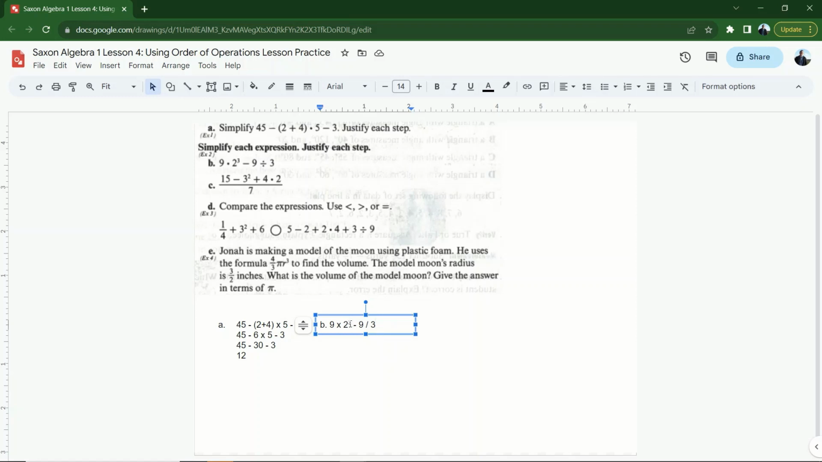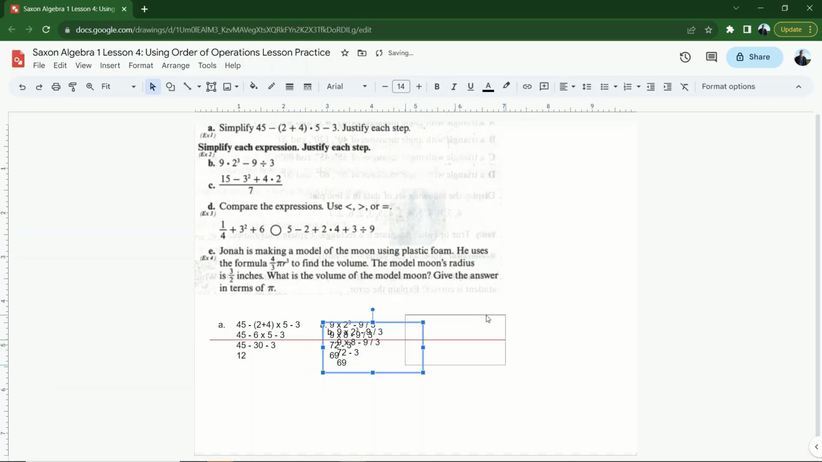First thing I'm going to do, I don't have any grouping symbols, so I'm going to do exponents. This is going to become 9 times, let's see, 2 to the third is 2 times 2 is 4 times 2 is 8 minus 9 divided by 3. All right, so the next thing I'm going to do is any multiplication and division from left to right. 72 minus 9 divided by 3 is 3. Okay, 72 minus 3. 72 minus 3 is 69. That's my answer for letter B. Let's move on to letter C.